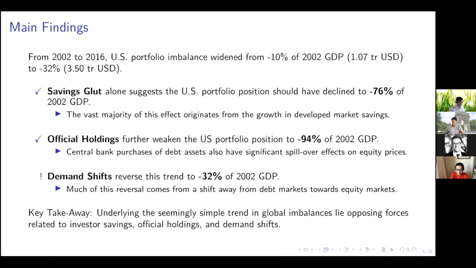So if I can take a step back here and just give a more general takeaway, it's that if we look at this underlying pretty simple trend, this widening of the global imbalance in the US, it's actually represented by a lot of opposing forces that we really need some kind of structural model, like the one that we have here, to fully disentangle. And that's what I want to show today. So with that in mind, I'm going to move ahead.